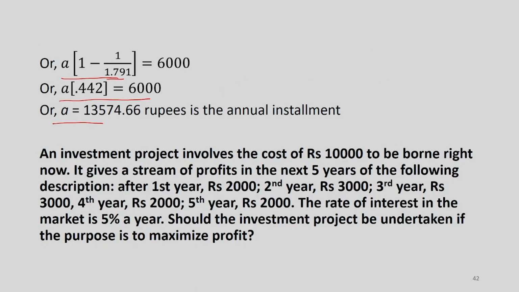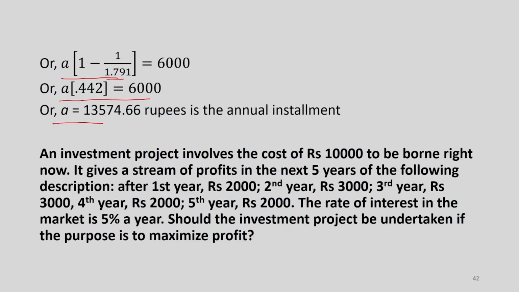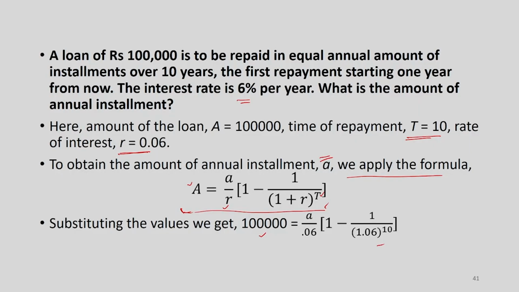If the rate of interest had been higher, suppose instead of 6%, the rate of interest is 10%, then this 3,574 would have gone up, right? Each year he would be required to pay more if the rate of interest had been higher. Okay, so this is one practical application of geometric series which we often encounter in finance and economics.